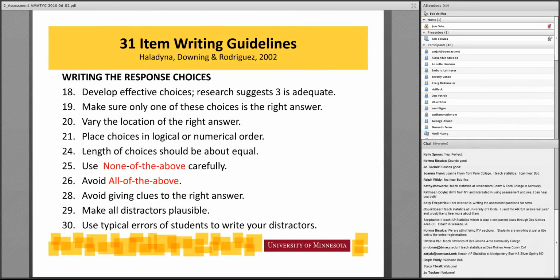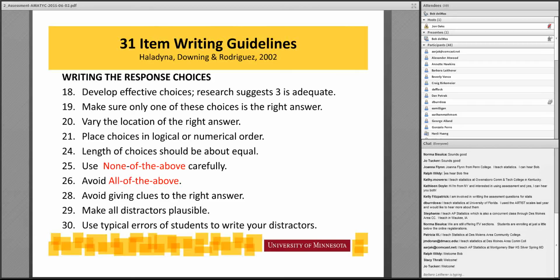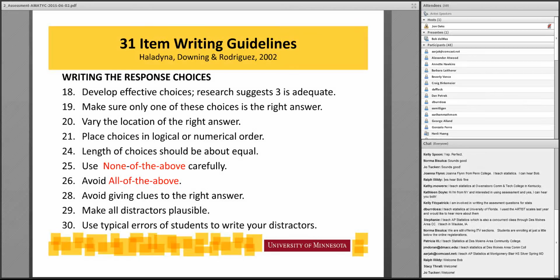And then finally, these are the recommendations that I really want to focus on. The writing of the response choices. Writing the stem is very important, but writing of the response choices in the multiple choice item, that's where a lot of the hard work goes in.